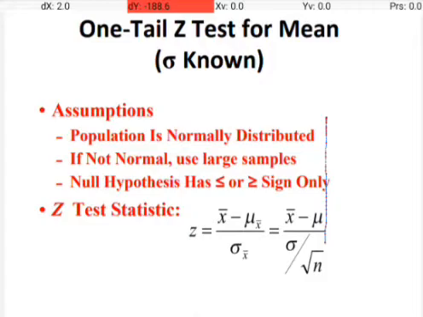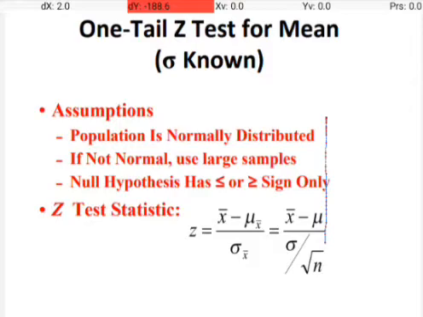So let's go now. When you're talking of a one-tail test, you are talking of a test which is in one direction only. It is in one direction only, that is either towards the right or towards the left. Do you get what I'm saying?